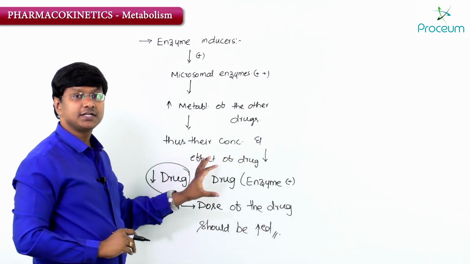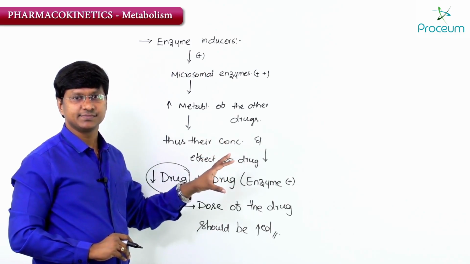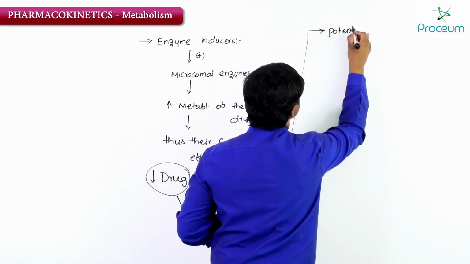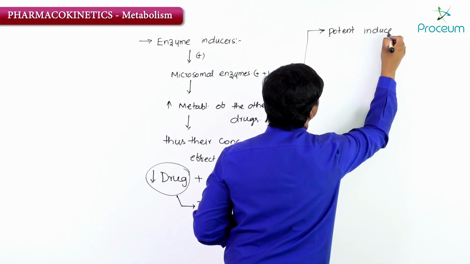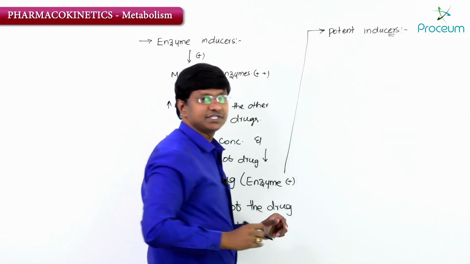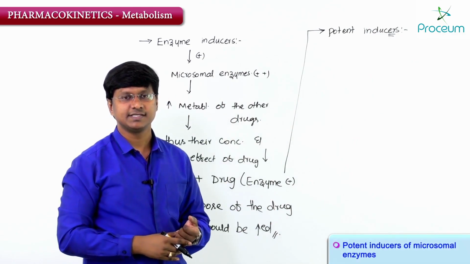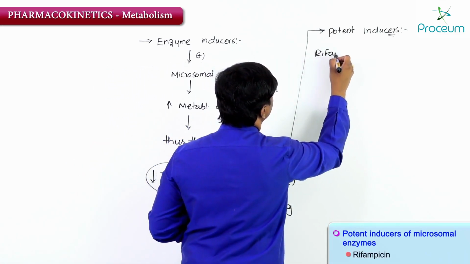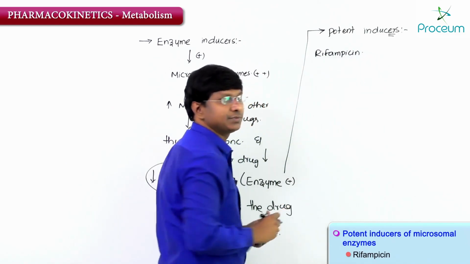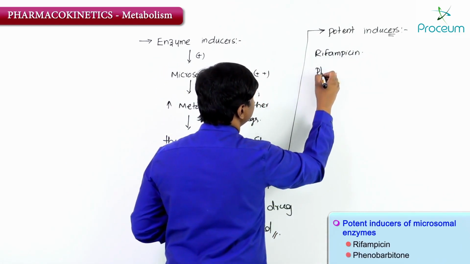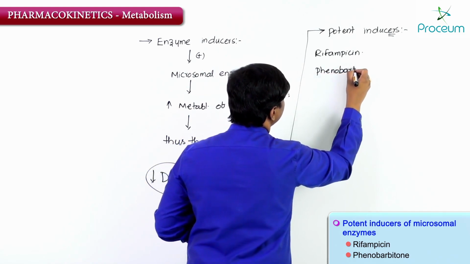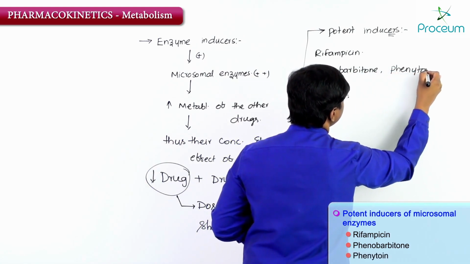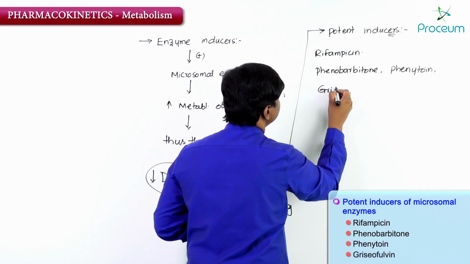Now which are the potent inducers of the microsomal enzymes? Let me tell you which are the potent inducers. I have already discussed them, but let me revise once again. Remember, they include rifampicin, which is a first line antitubercular drug. Then you have phenobarbital, then phenytoin, then griseofulvin.